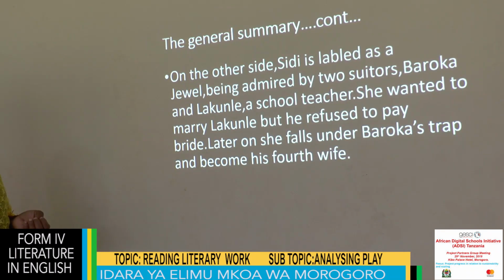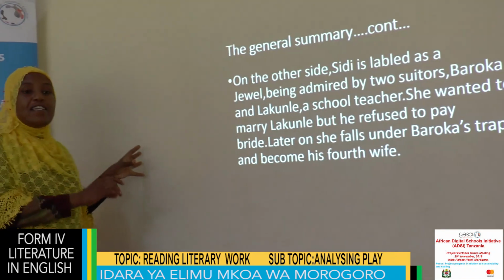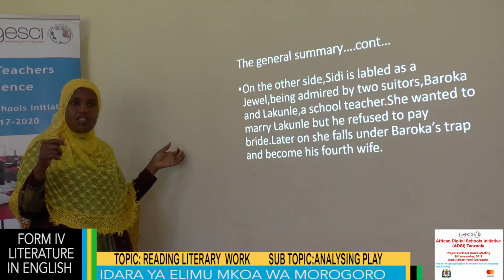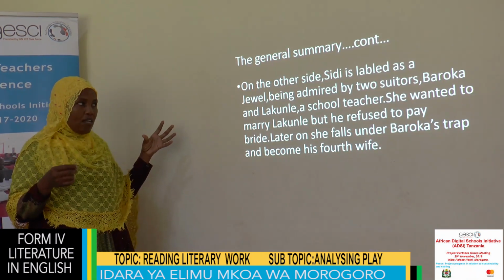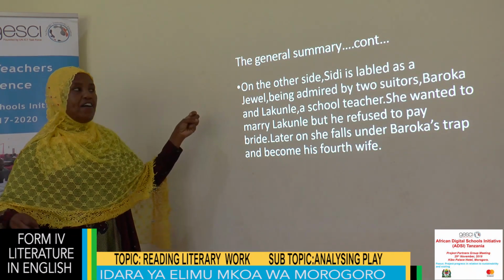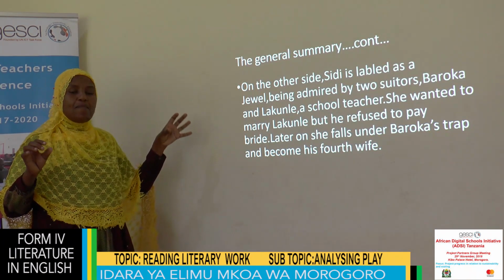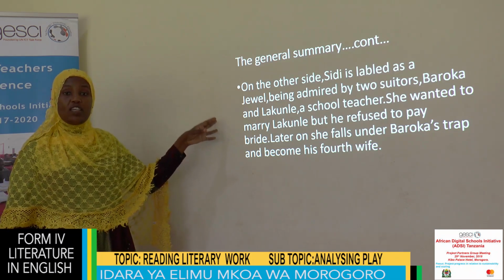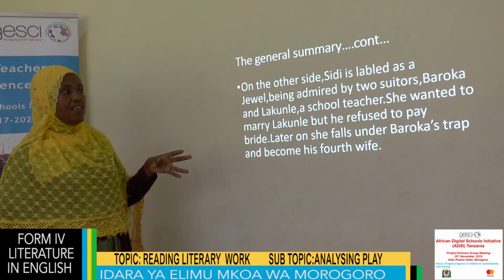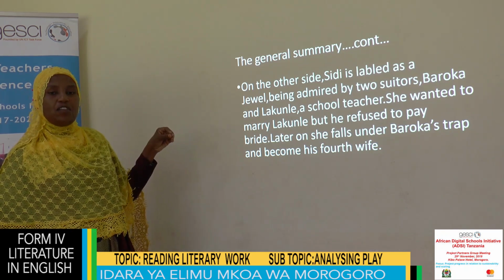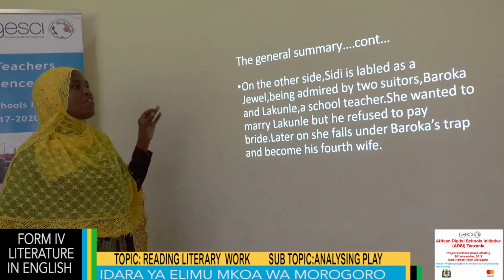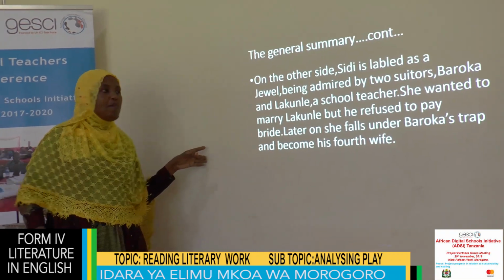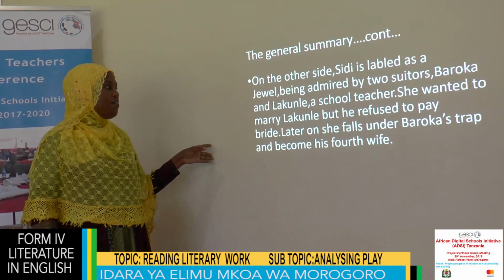We have said earlier that there is a lion, referred to as the village chairperson, the village leader, who is very poor. On another side, we are referring to a jewel as the very beautiful girl, and here we are talking of the girl Sidi. This Sidi is a very beautiful girl, very young, still a virgin, and she is called the belle of the village.